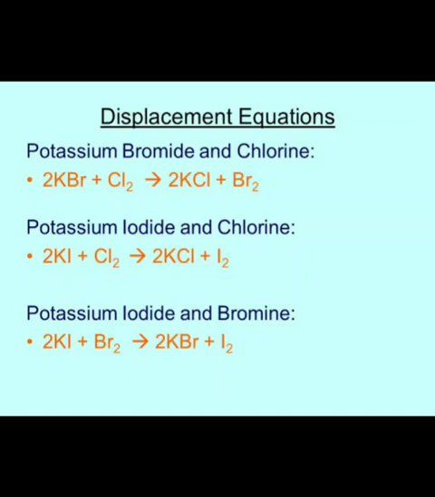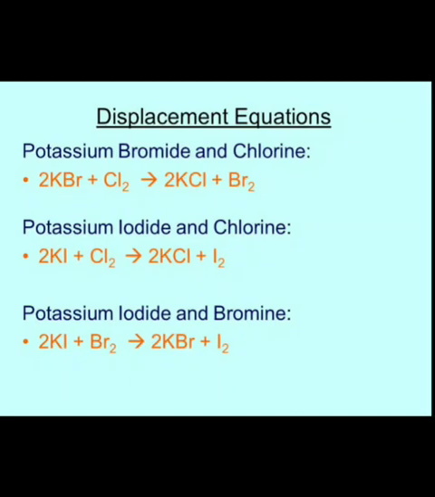And potassium iodide and bromine. Like this you will get potassium bromide plus iodine. Understood? So these are examples of displacement reaction. That means a highly reactive element will displace the low reactive element, and here it can react with metals as well as non-metals. Let's see some other examples.